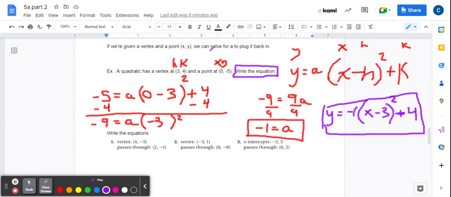So first step, we had to solve for a. That was the first step. Second step, once we get a, negative 1, we plug it back in. So we have our a, and then we plug in our h and k from our vertex form.